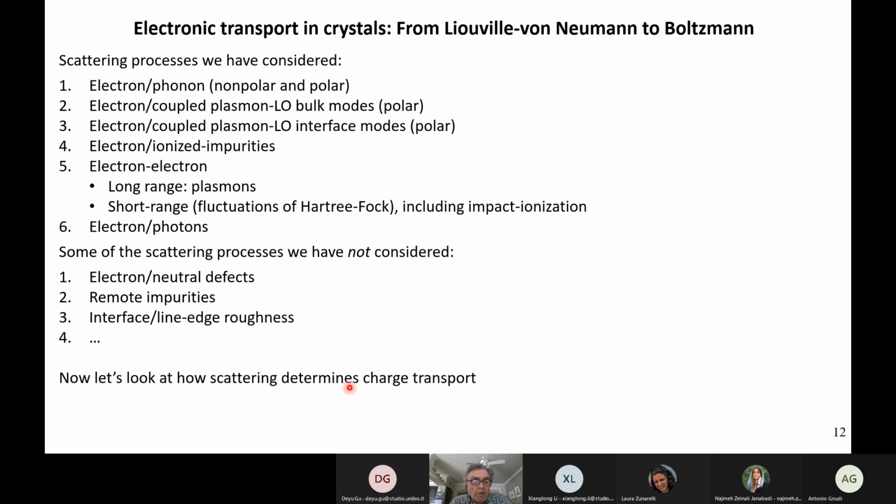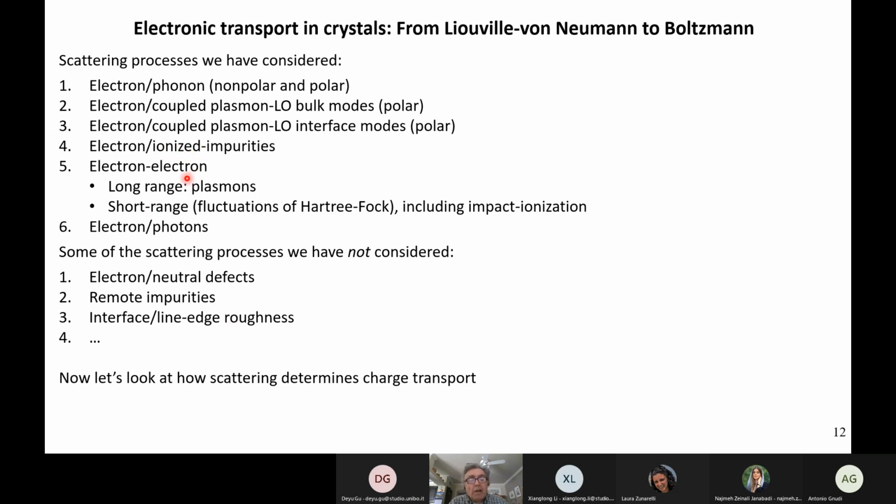So now that we've looked at all of the scattering processes and these interactions, how do they determine charge transport? So we have to go and talk about how electrons move in a crystal in which we apply an electric field, in a device in which the electric field may be non-uniform, in which we may have contacts, we may have boundaries, which will induce some of the scattering processes. We have dopants, so definitely we have interaction with ionized impurities.